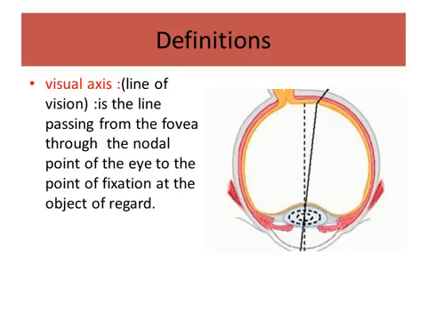What is the visual axis? It is the line of vision passing from the fovea, which is the center of the macula, through the nodal point of the eye, which is just behind the posterior surface of the lens, toward the point of fixation at the object of regard.